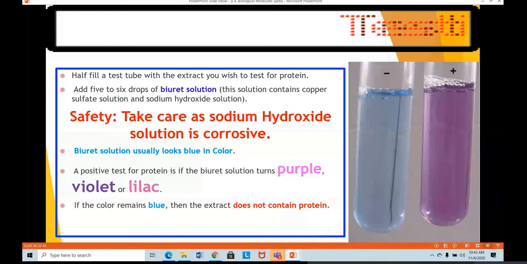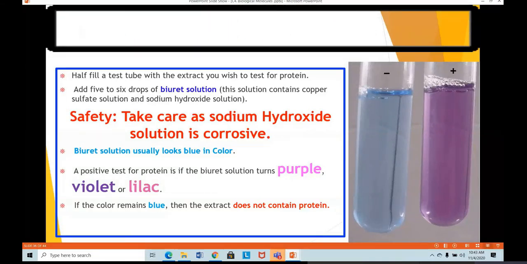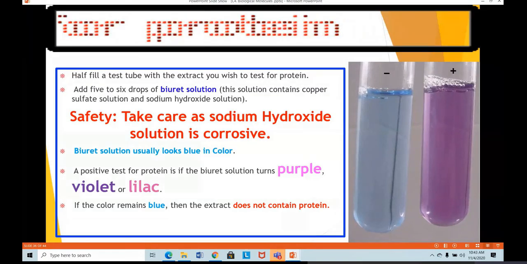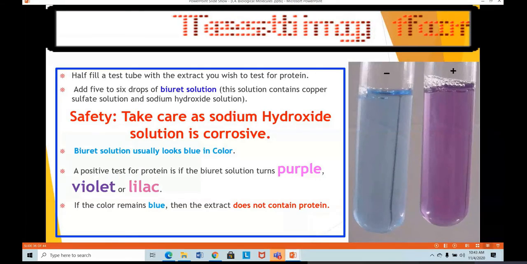And what is the name of the test which we do for proteins, ladies? Biuret Test. Biuret Test. Excellent. So what do we do in this test? Can someone please read out? Of course, we did already.